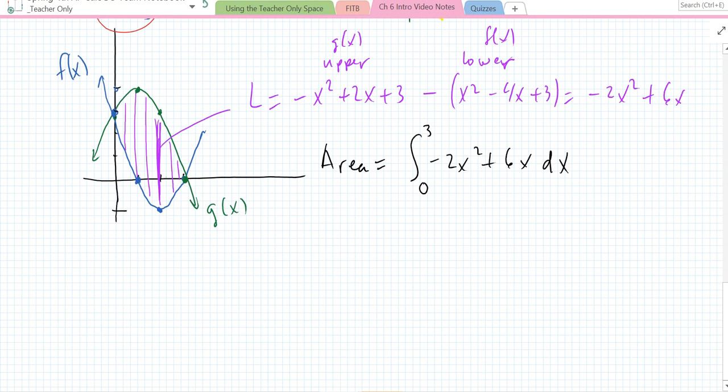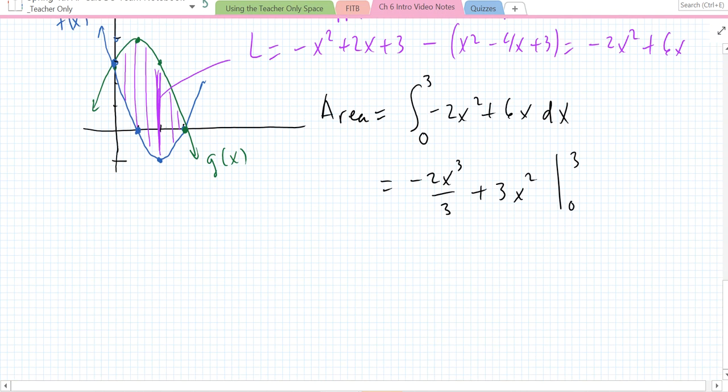What's the antiderivative of -2x squared? It's equal to -2x cubed divided by 3. And then the antiderivative of 6x is going to be 6x squared divided by 2, which just gives me 3x squared. And I am evaluating from 0 to 3. So remember, when we do our definite integrals, we always plug in the upper one first. So that's going to be -2 times 9 over 3 plus 3 times 9, which is 27, minus 0.